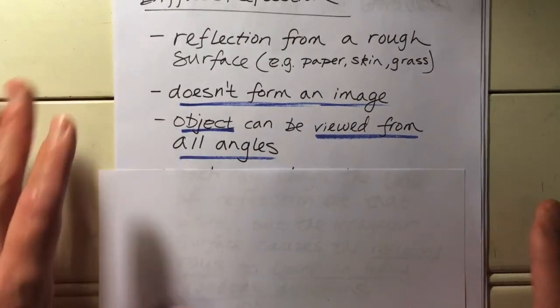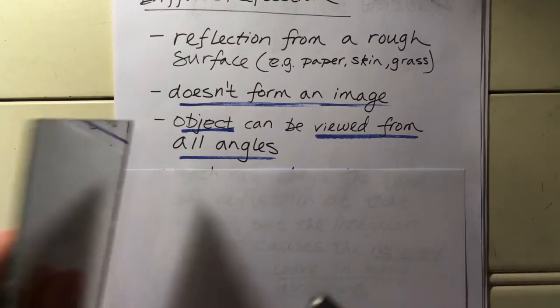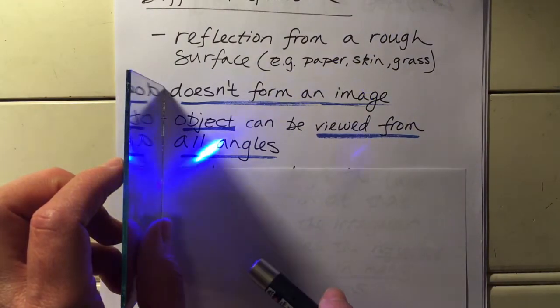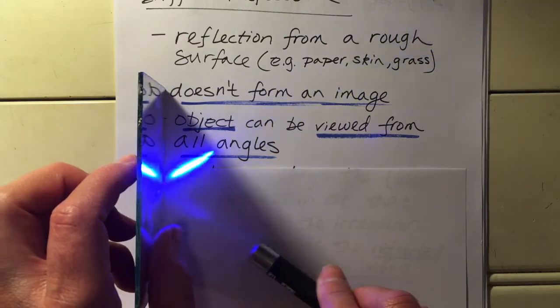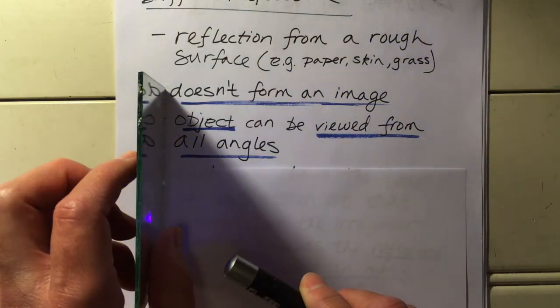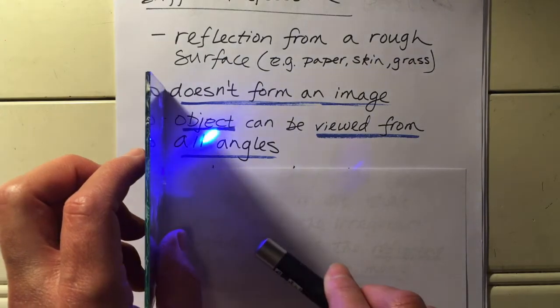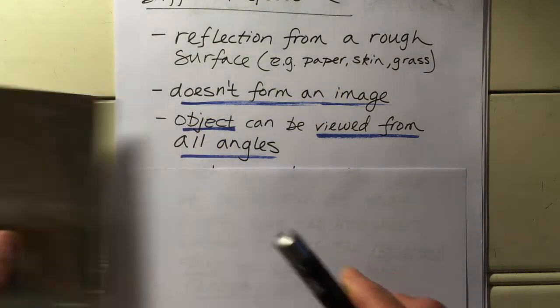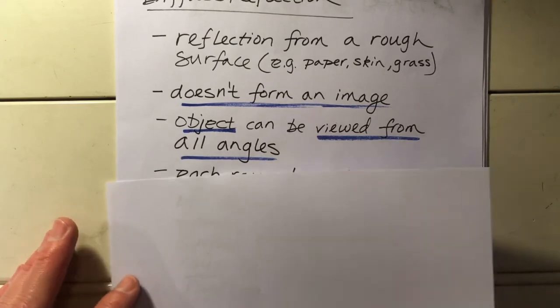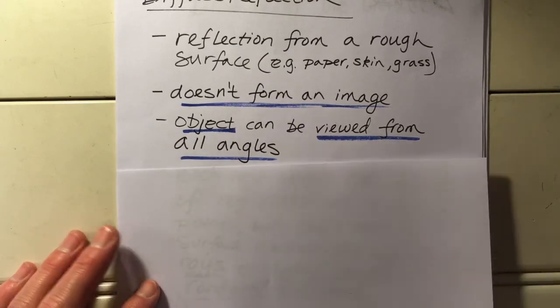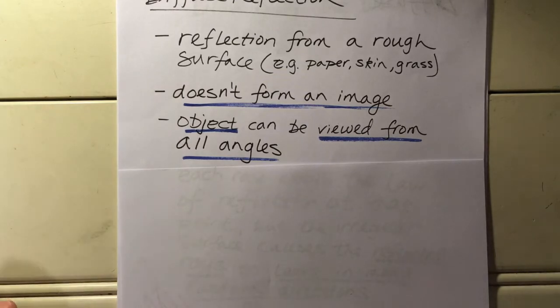Whereas with specular reflection, I had to have the mirror sitting just right and the laser pointer just right for you to see that. Otherwise you wouldn't see it. Now you can't see that, but if I point it just right, you can. With diffuse reflection, it doesn't matter. And so let me show you what I mean.